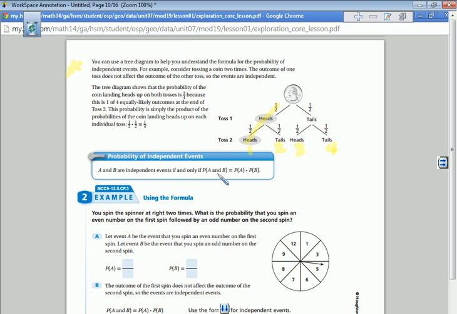Or, we can go to this definition. If A and B are independent events, then the probability of A and B occurring is the probability of A times the probability of B. Did this work? Did we have 1/4 equal to 1/2 times 1/2? Yeah. So what we're going to do is we're going to take those probabilities and multiply them to find the probability of A and B occurring.